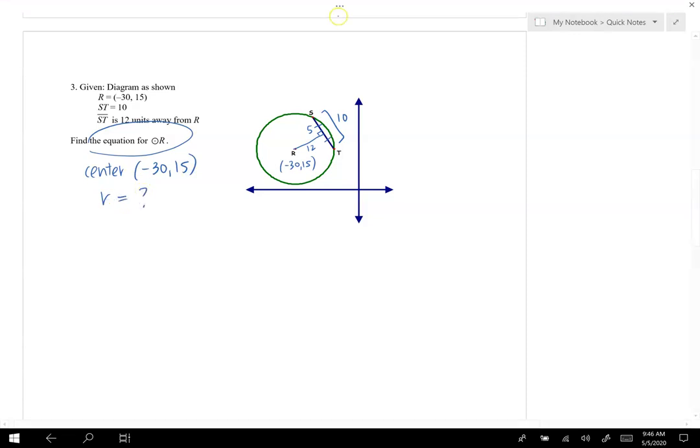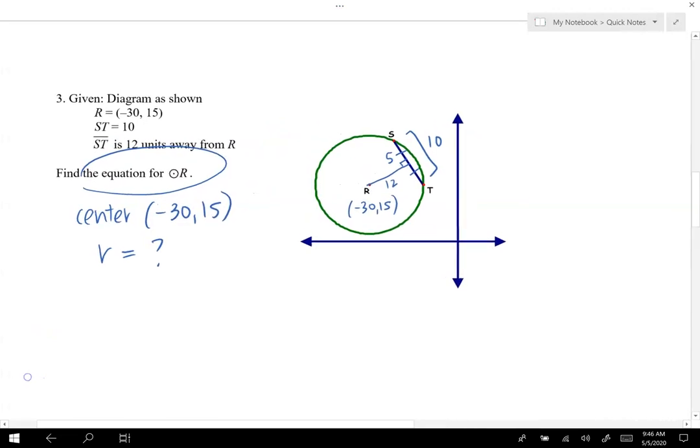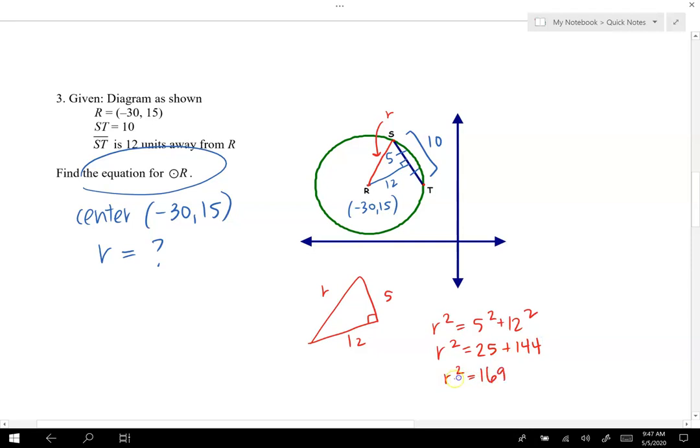And since it's a circle chord equation, let's zoom in here. Just draw the radius in a really convenient spot. And if you remember, you just use Pythagorean theorem. So I've got a triangle, 5, 12, and then r. So r squared equals 5 squared plus 12 squared. R squared equals 25 plus 144. R squared equals 169. So my radius is 13. Okay? Find out it's 13.